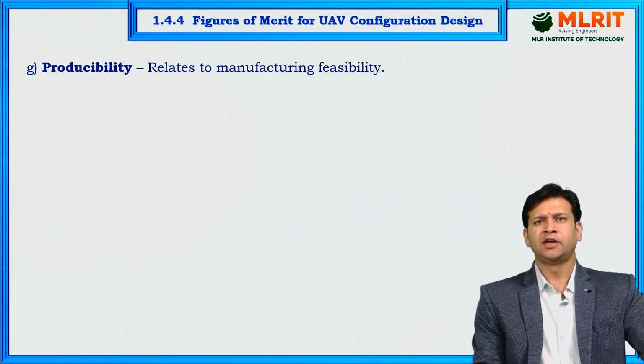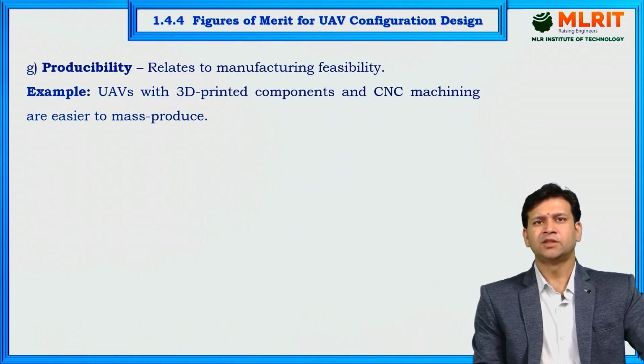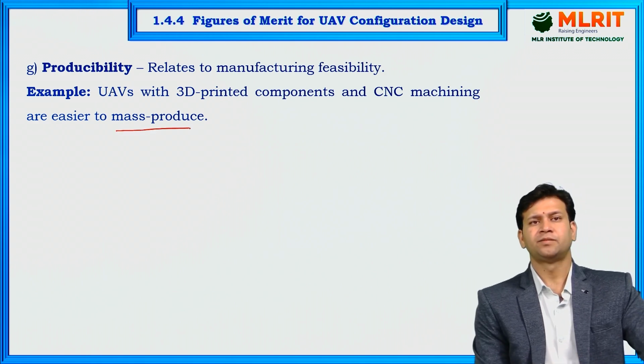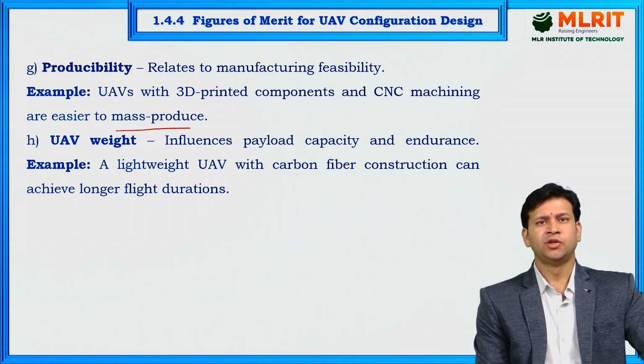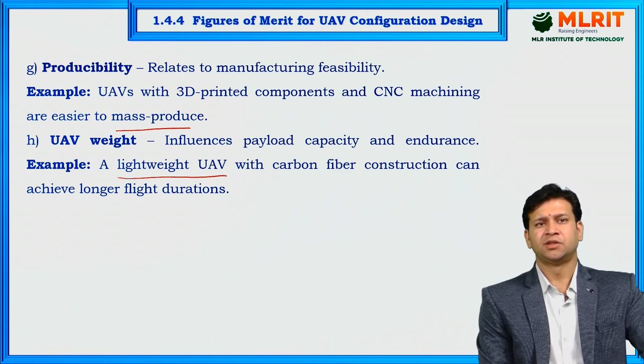Producibility relates to manufacturing feasibility. Example, UAVs with 3D printed components and CNC machining are easier to mass produce. Next, UAV weight, which influences payload capacity and endurance. Example, a lightweight unmanned air vehicle with carbon fiber construction can achieve longer flight durations.